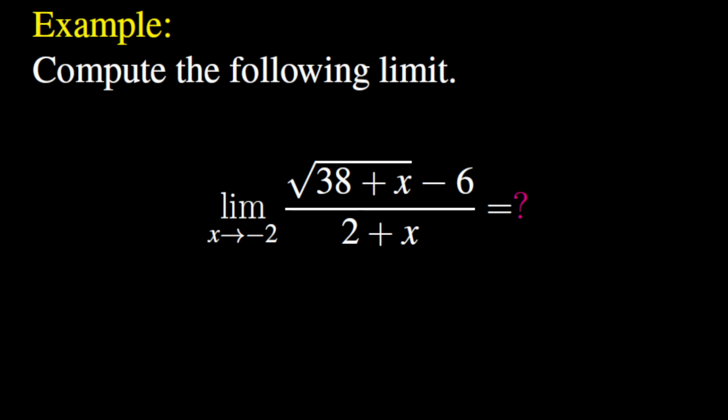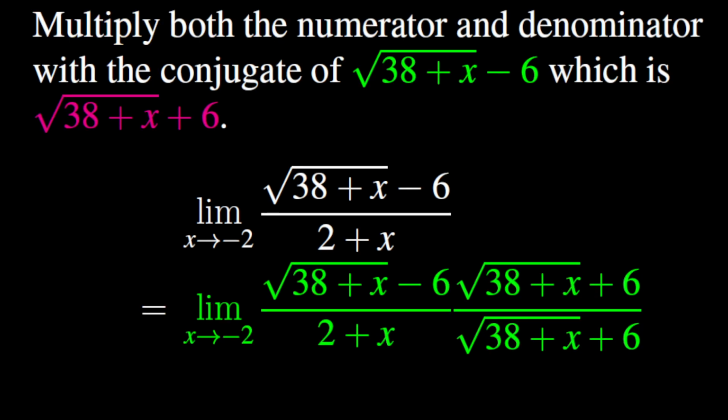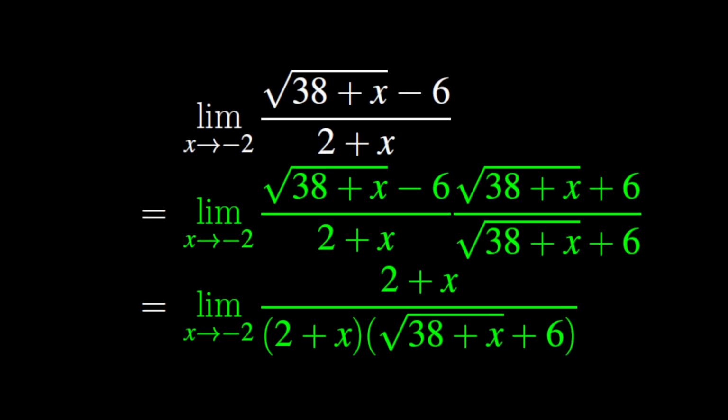In order to simplify the radical term, we need to use the conjugate expression. As a result, we have to multiply both the numerator and denominator with the conjugate of square root of 38 plus x minus 6, which is square root of 38 plus x plus 6. Then we have to expand and simplify the whole expression using basic algebraic techniques.